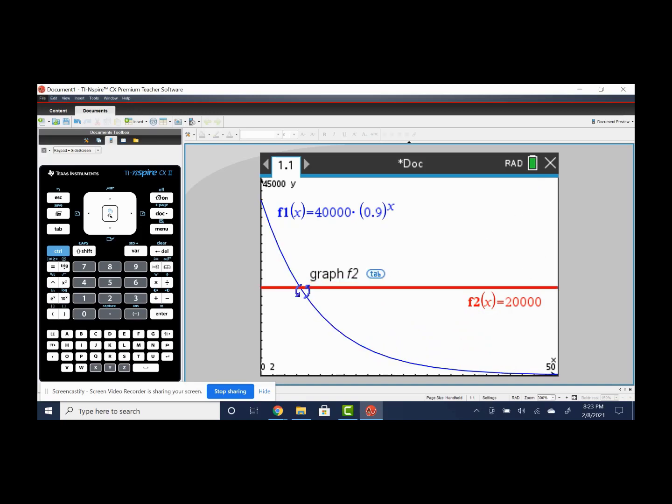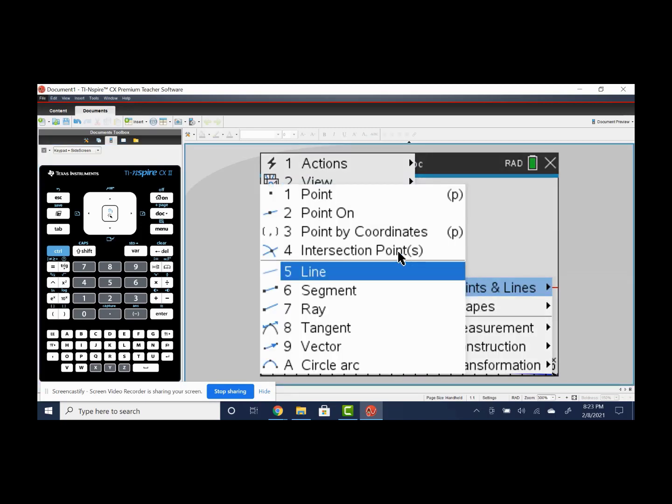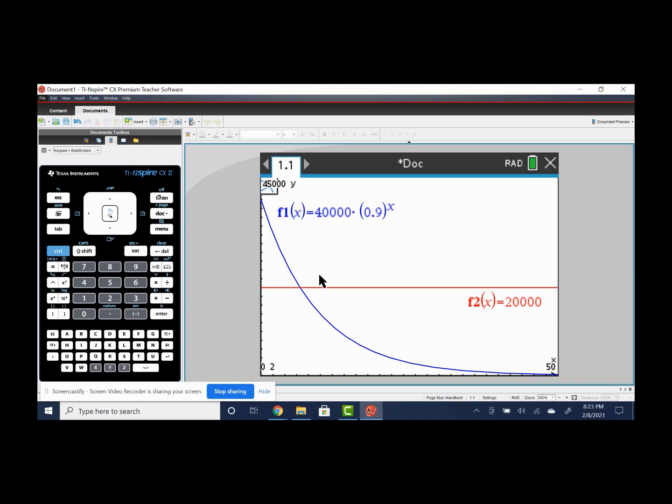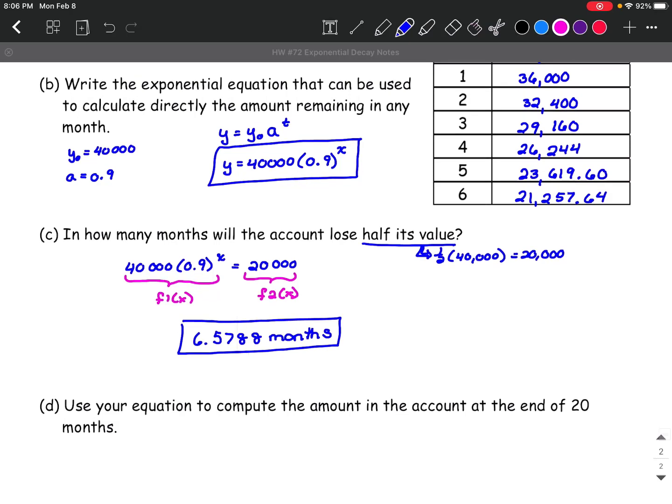Okay, so we have our two graphs and we see that they intersect right here. Last time we did one, we did it by analyze graph. So this time I'll do menu, geometry, points and lines, intersection point. Click on the first graph, click on the second graph. There's your point of intersection at 6.58. Okay, so our calculator told us 6.5788 months. Now we would probably tell you to round that to the nearest tenth or hundredth, so it would be 6.6 months or 6.58 months. But we'll tell you what we want you to round to.